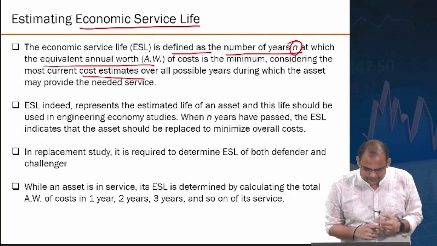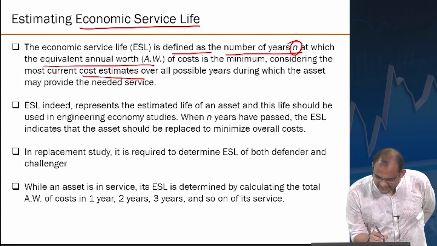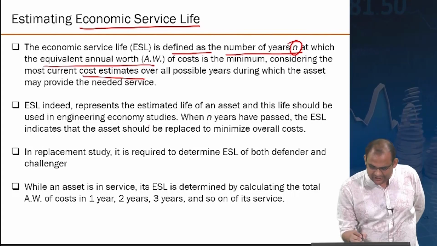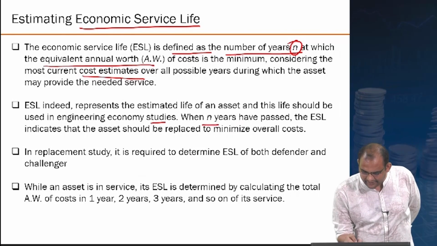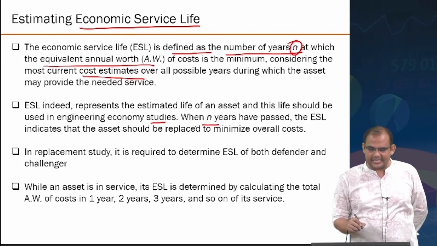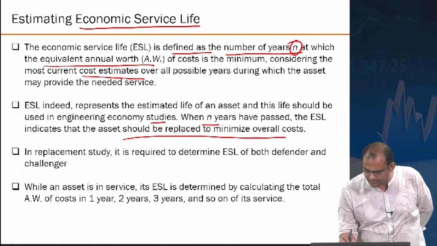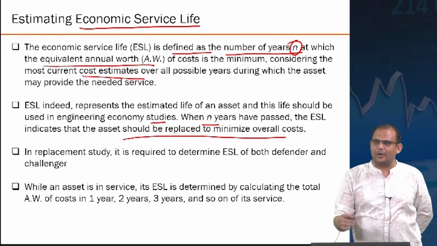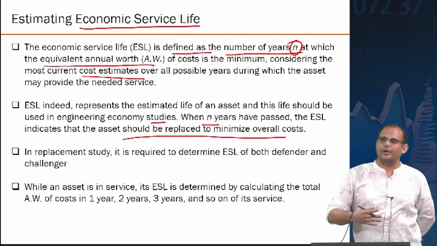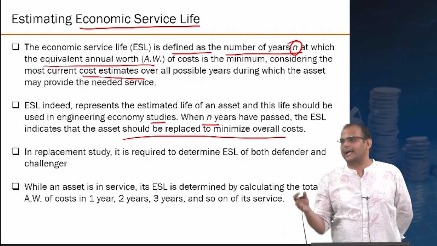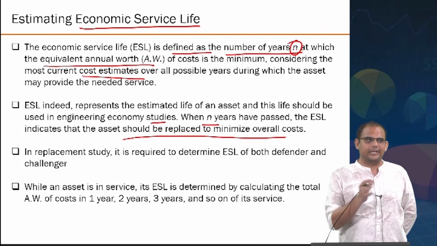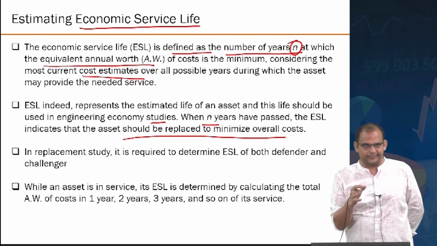I am going to explain it. It essentially represents the estimated life of an asset, and that life should be used in engineering economy studies. If n years have passed, the ESL indicates that the asset should be replaced to minimize the overall cost. So, that's the idea. Beyond n, beyond the economic service life, you should not ideally be using the machine because it is costlier than using it till the nth year.